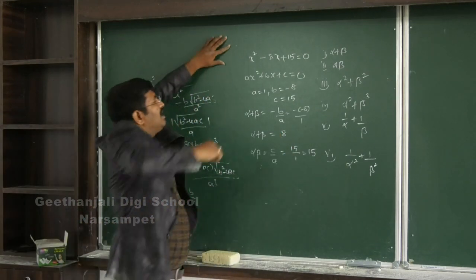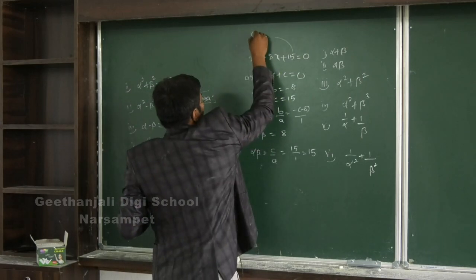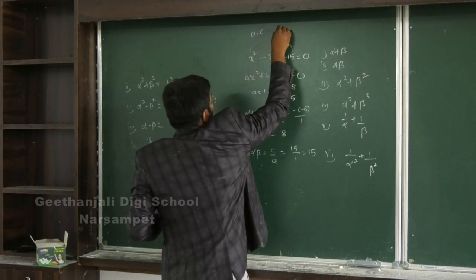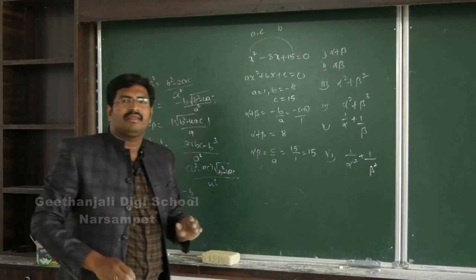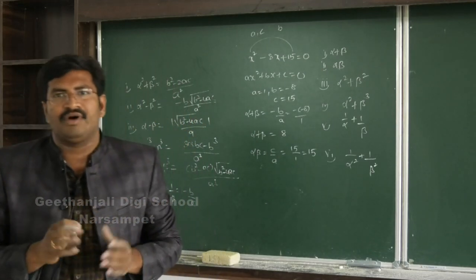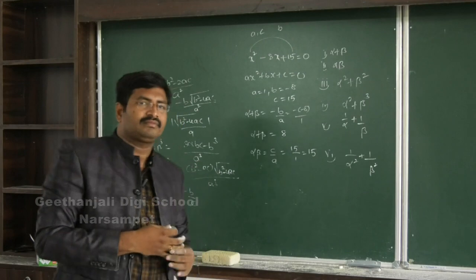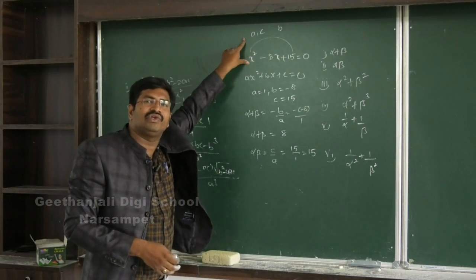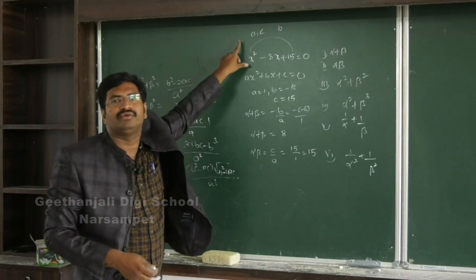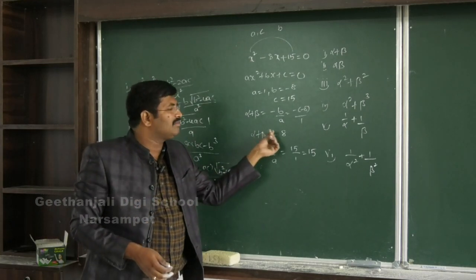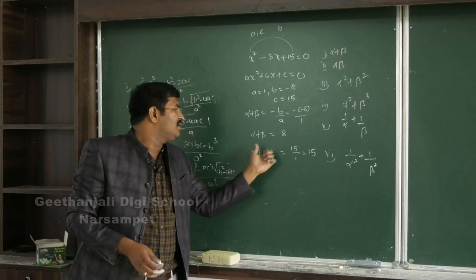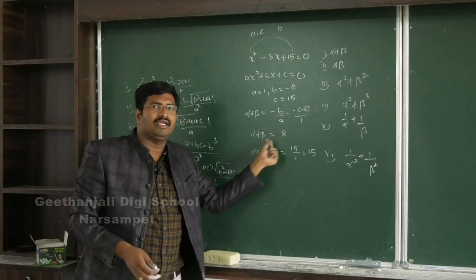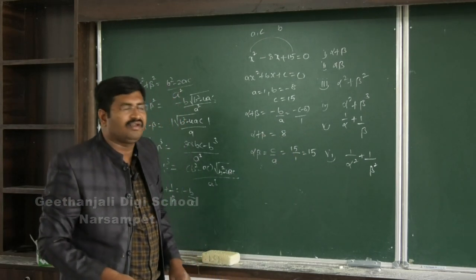The sum of the roots is 8, and the product of the roots is 15. Then we learned the properties of roots: if a and c have the same sign and b is different, then the roots are positive. If you apply that property here, you get positive roots only. The sum of the roots is 8, the product of the roots is 15.